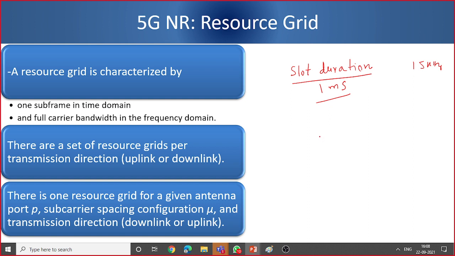The main difference is that here the resource grid is completely different, because your slot duration is variable. So you have more and more slots. Basically, 15 kilohertz, that is numerology 0, resource grid you can consider the same as the LTE resource grid. But beyond 15 kilohertz, my resource grid in 5G is different from 4G. That's the answer.